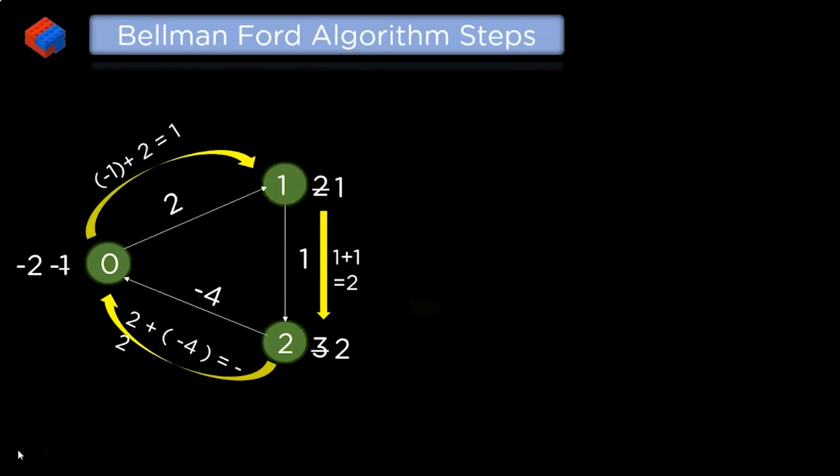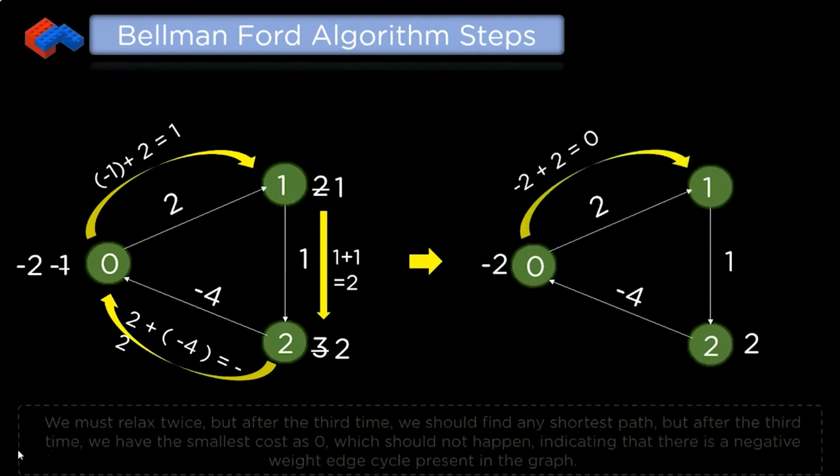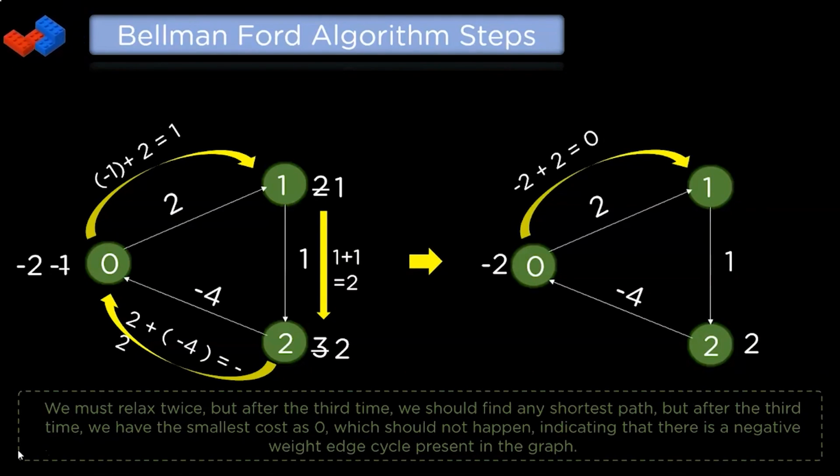In the third time of relaxation, we have the weight from 0 to 1 as 2, and the cost will be minus 2 plus 2, which is equal to 0, and 0 is less than 1. So, we will replace 1 by 0. After performing the third time, we have the minimum distance as 0, which should not happen because we only had to relax it twice. We must relax twice, but after the third time, we should find the shortest path. But after the third time, we have the smallest cost as 0, which should not happen, indicating that there is a negative weight edge cycle present in the graph.